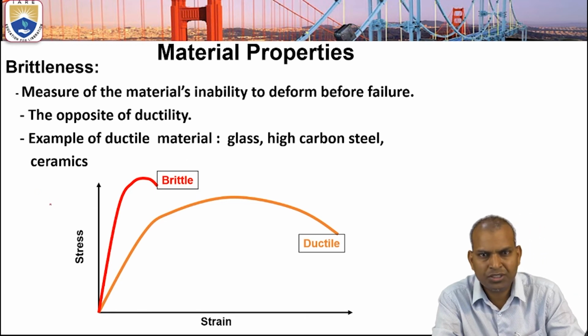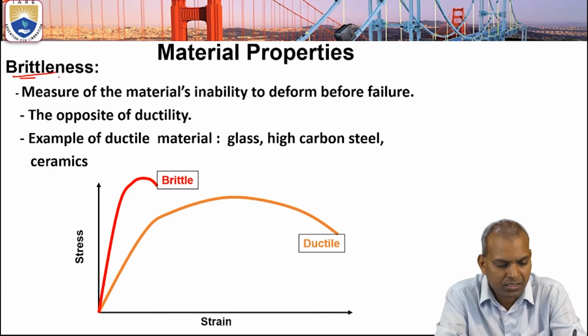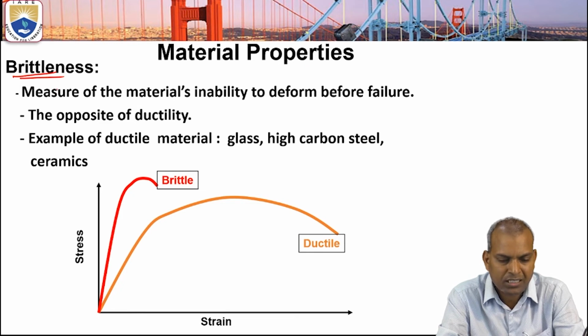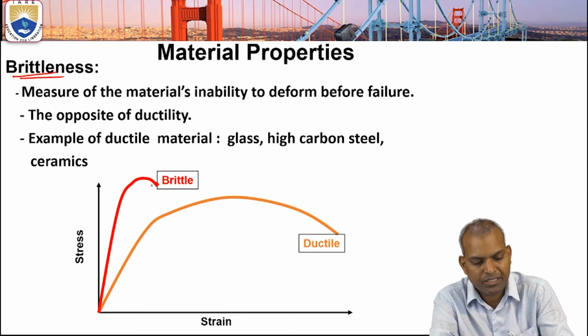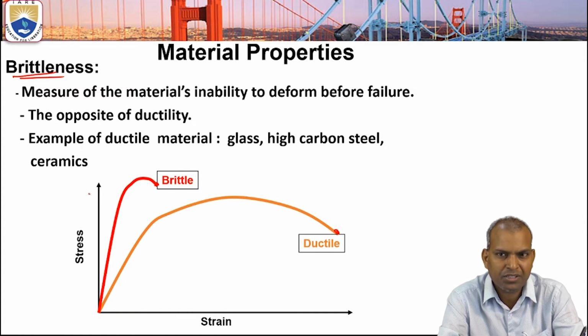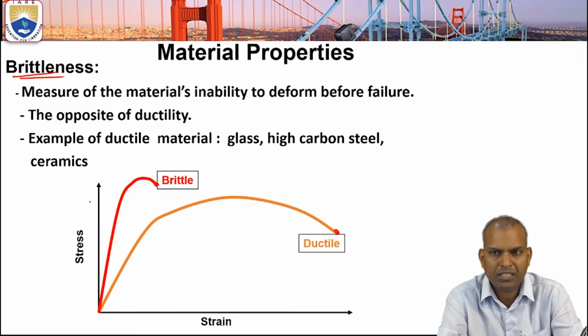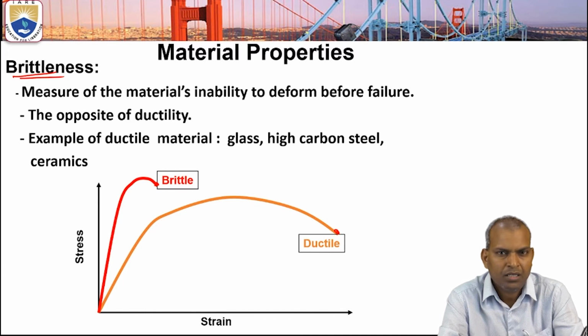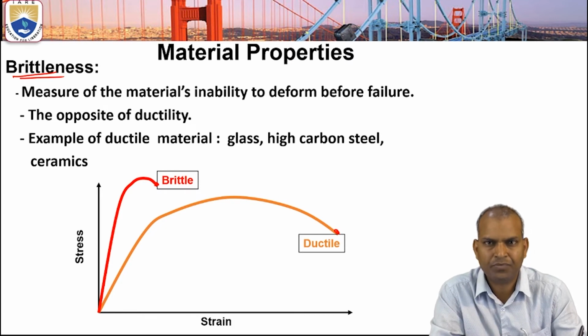And how to measure? The next property is brittleness. For brittleness, we can see the fracture stress limits for both ductile and brittle materials. The strain in the case of brittle materials is very low in comparison to the strain of ductile materials. So the ultimate tensile strength of brittle materials is higher than that of ductile materials.